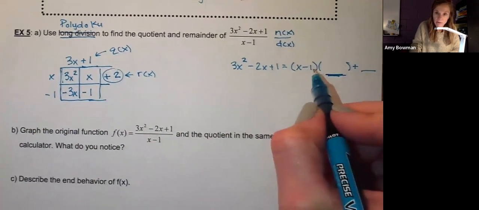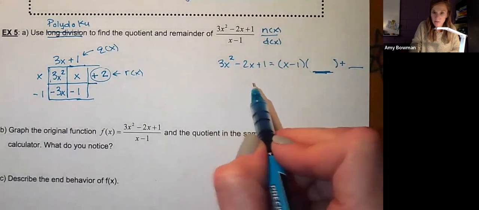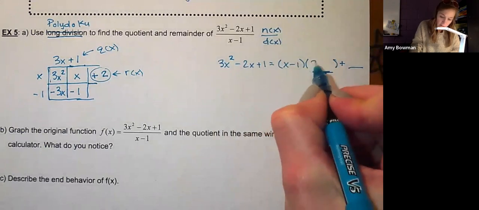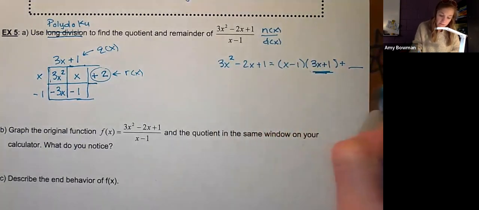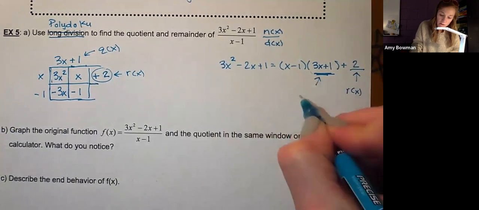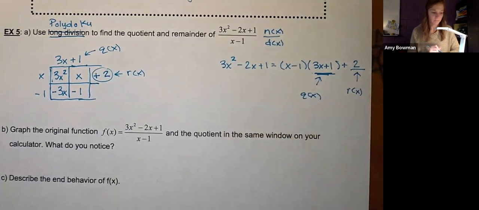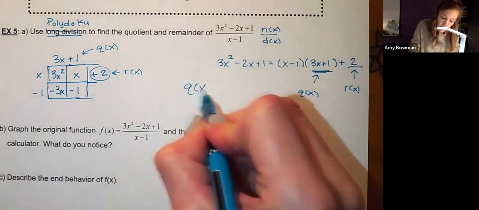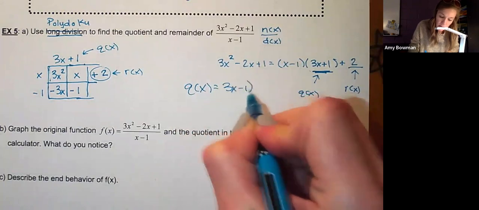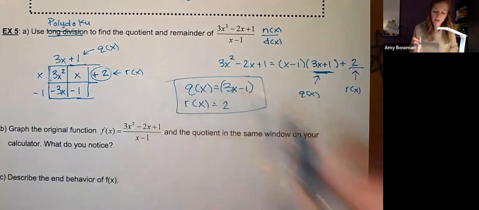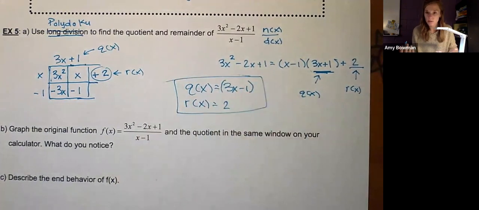So that means I could rewrite the whole relationship here: 3x squared minus 2x plus 1 is the same as x minus 1 times the quotient 3x plus 1 plus 2. So we've got our remainder and our quotient. Okay, so that's a quick review of Polydoku. You've got the quotient 3x plus 1, remainder 2. So remainder, technically 2 is a polynomial, it's just degree 0.